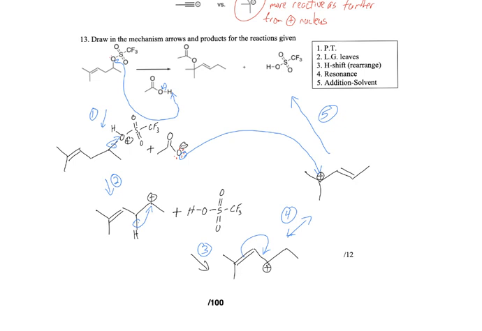Leaving group leaves. We make a carbocation. We have an H shift, a rearrangement. So we go from secondary, now the H shifts over. Notice the electrons move, taking the atom with them, to a secondary allylic, which is more stable. We do resonance, different arrow. We get tertiary allylic. And the last step is just the addition of what's the minus charge left over, adds in. That's the addition of the solvent and gets us to the final product.